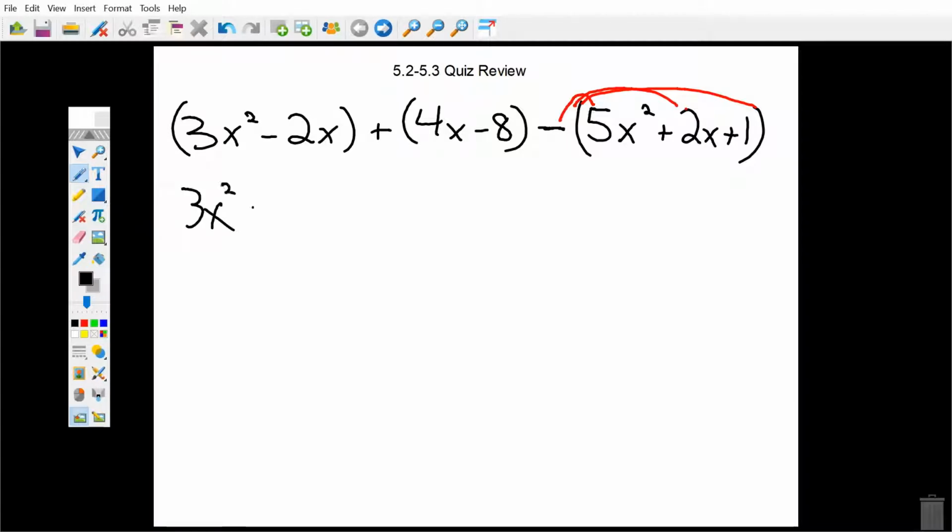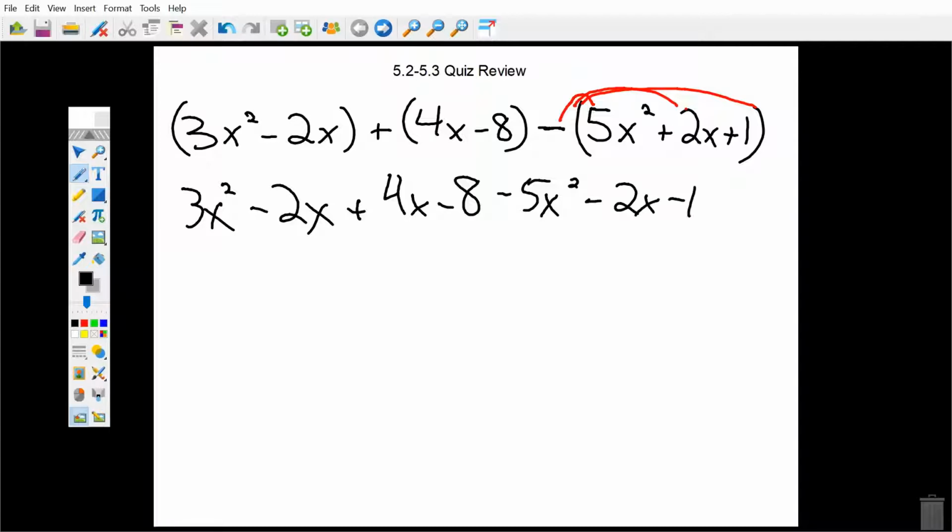These first two sets of brackets are just going to drop because they have plus signs in front of them. They are not going to be affected by the sign here. We've distributed the negative signs, so all of these signs are flipped. And now we're going to gather like terms. 3x squared, negative 5x squared, negative 2x, positive 4x, negative 2x, and negative 8, negative 1.